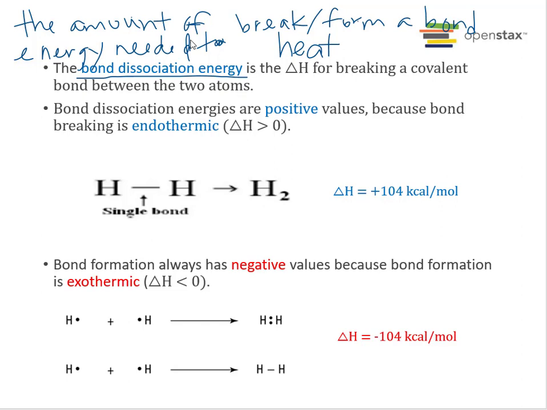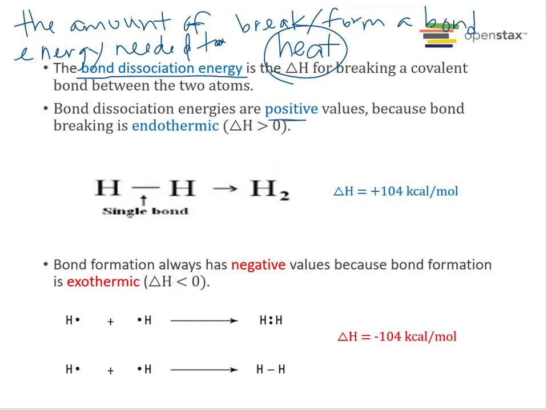The bond dissociation energy, which I wrote up here, and I apologize for the mess, my computer screen does not like my stylus. The bond dissociation energy, again, is the amount of energy needed to break or form a bond. So delta H is our heat needed to break a covalent bond between the two atoms or to form it.